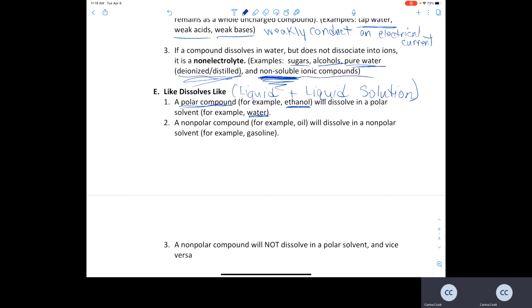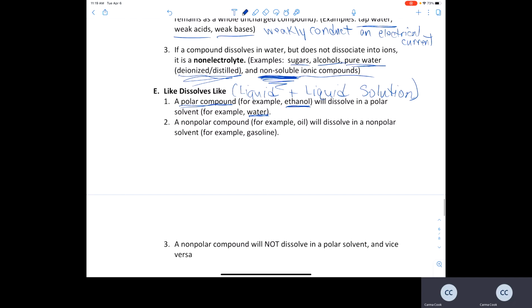Nonpolar compounds like oil will dissolve in other nonpolar compounds like gasoline. But if you try to dissolve oil in water, they will not be miscible in each other. They're called being immiscible in each other because oil is nonpolar and water is polar. They are not the same type of liquids, so they will not dissolve in each other.